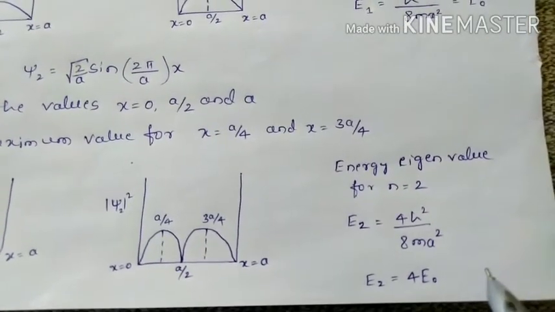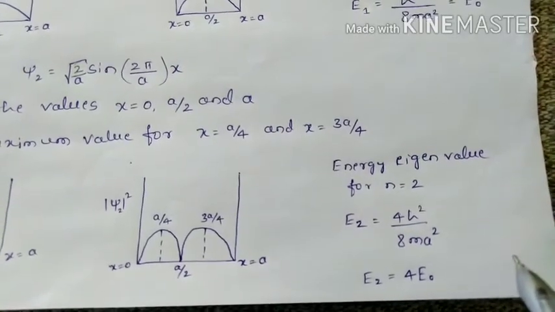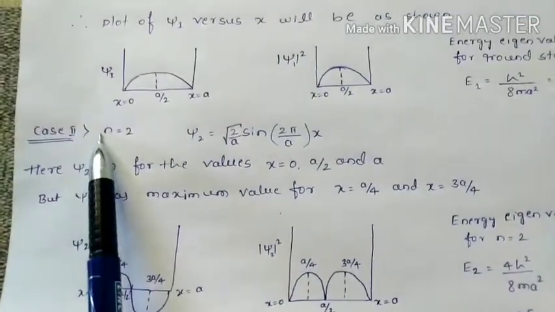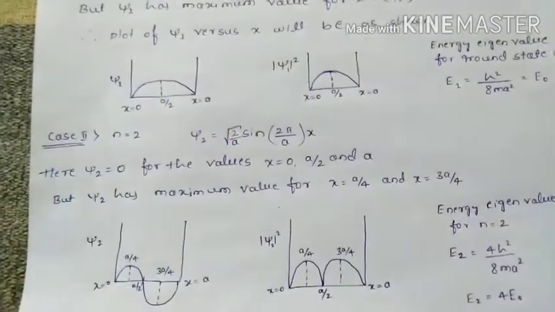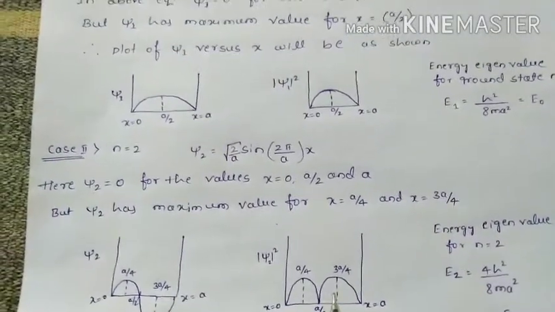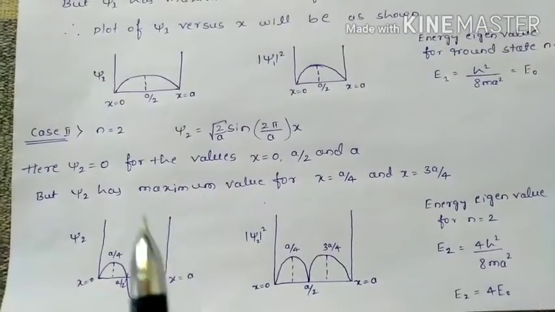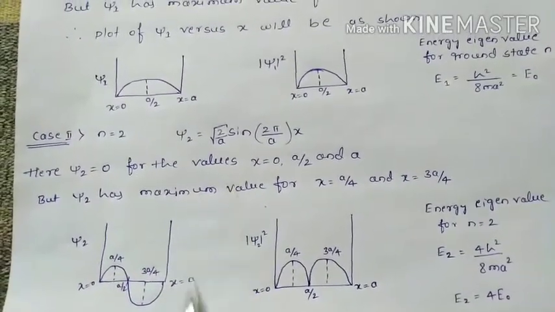Similarly, for E3 you can write 9 into E0, and so on and so forth. You can just go on finding when you substitute the different values of n, starting from n is equal to 1, n is equal to 2, n is equal to 3. You can just go on calculating the eigenvalues and the eigenfunctions for the different states. Okay, thank you.